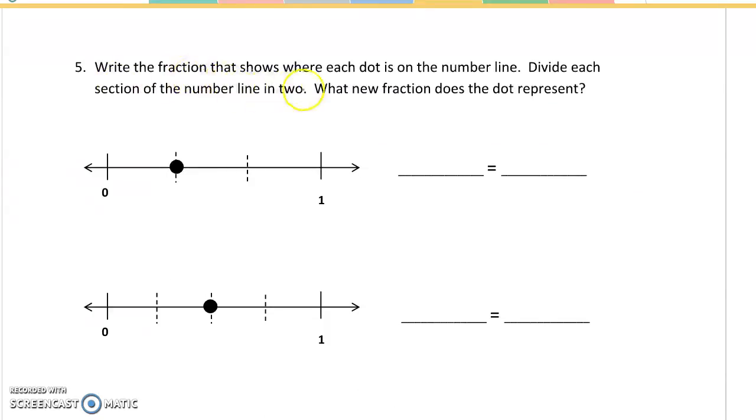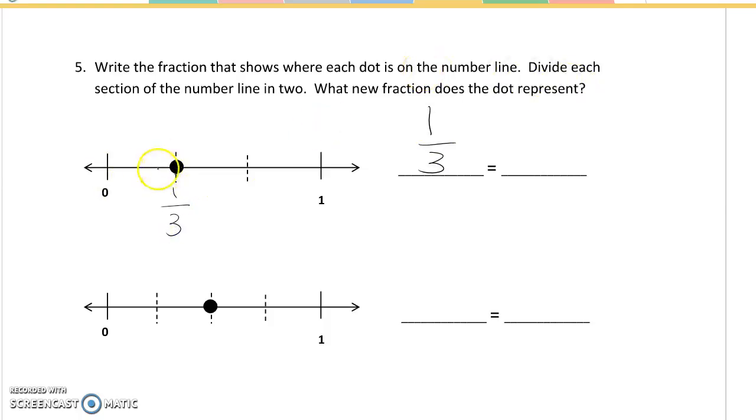All right, number 5. Write the fraction that shows where each dot is on the number line. Divide each section of the number line in 2. What new fraction does the dot represent? There are a couple things we have to do here. First of all, we need to figure out what our sections are. What's our denominator? We've got 1, 2, 3, so we're talking about thirds. From here to here, that's 1/3. So this point right here is 1/3.